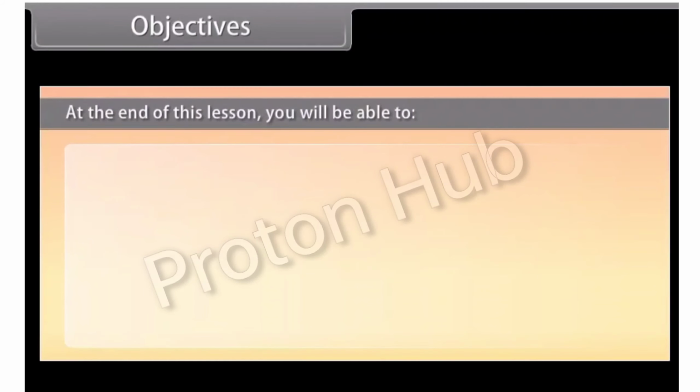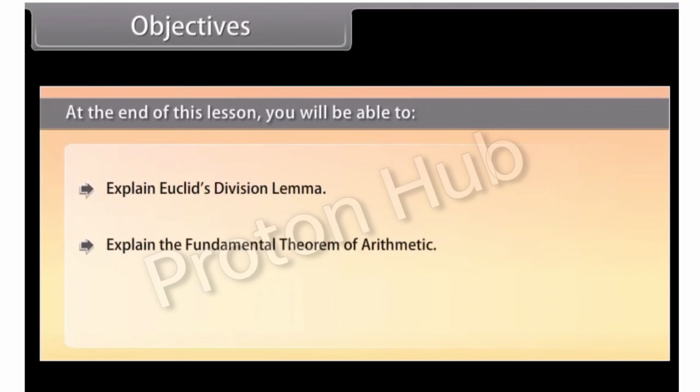Objectives. At the end of this lesson, you'll be able to explain Euclid's division lemma, explain the fundamental theorem of arithmetic, solve questions by using the prime factorization method.